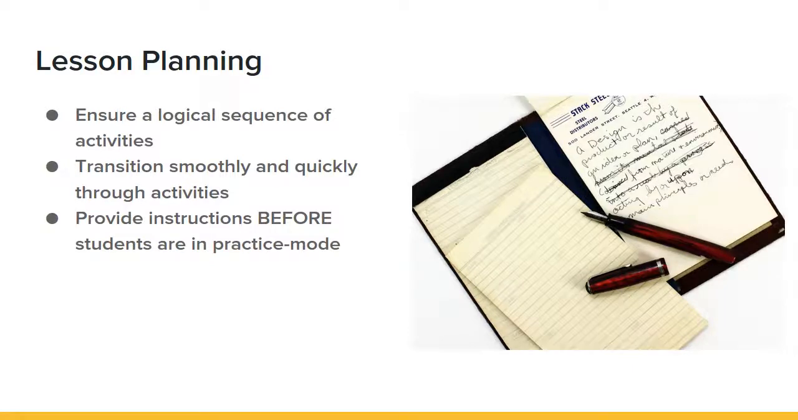Once we have that good lesson, we need to make sure that we know how to transition smoothly and quickly between activities in the lesson. If we go to move on to an activity and we realize we don't have the materials, or we don't know how we're going to get students organized into groups and we haven't thought about that ahead of time, then we're going to run into problems where the lesson breaks down, students start getting distracted, and that's when classroom management issues can arise.